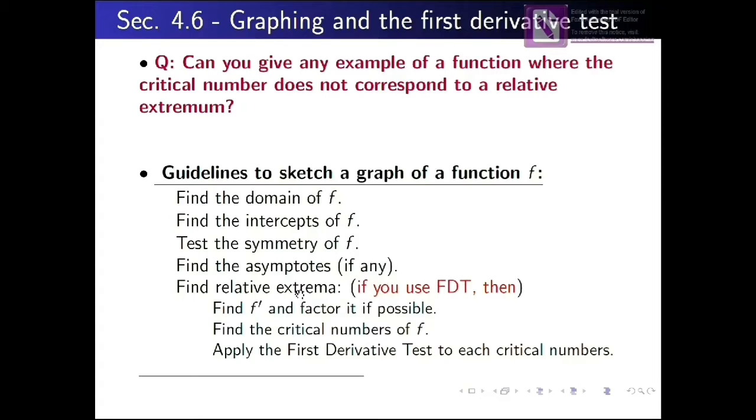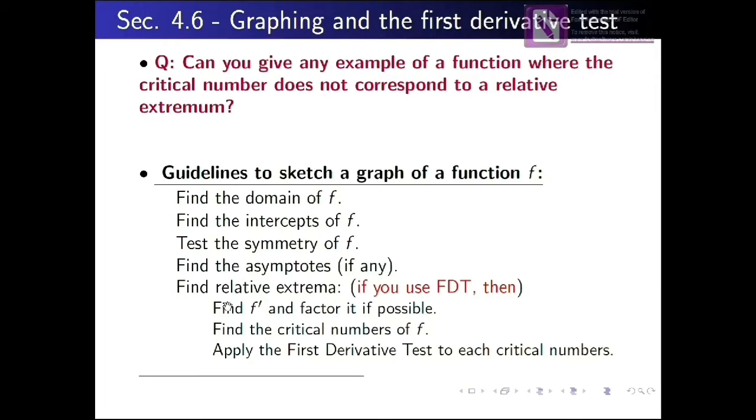We know that we have two types of asymptote. Horizontal asymptote, where the limit of the function when x approaches infinity or minus infinity gives us a number. Or vertical asymptote, where the limit of the function when x approaches a is equal to infinity or minus infinity.